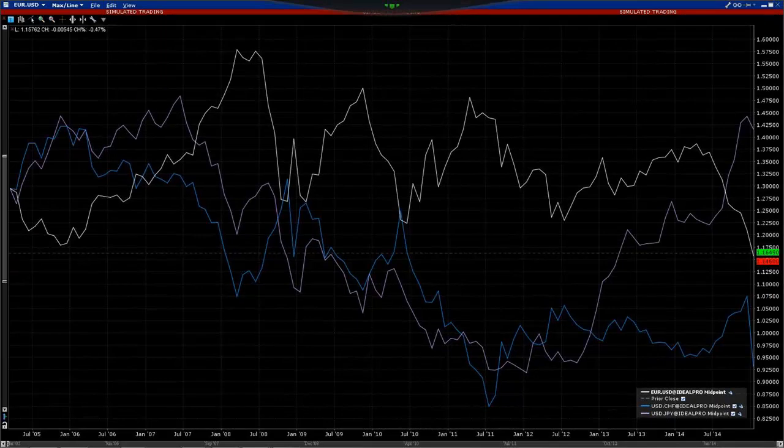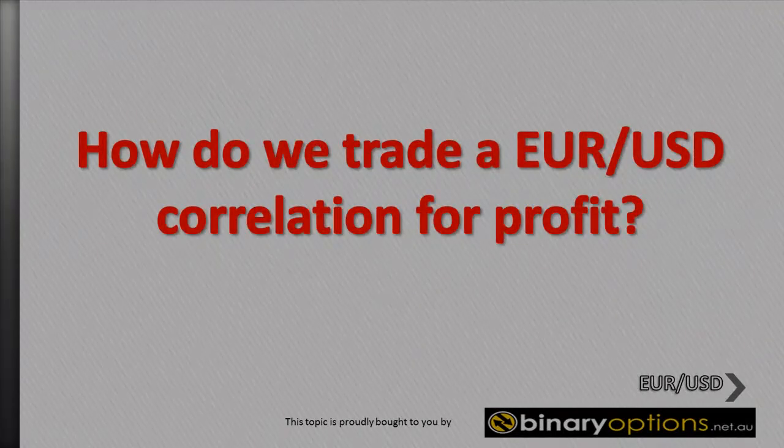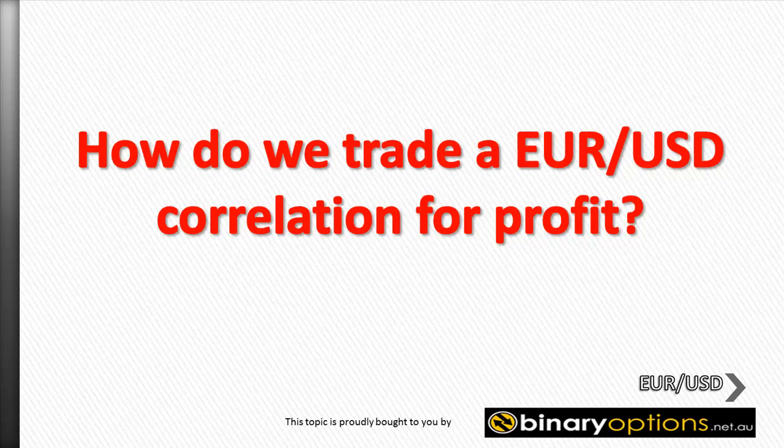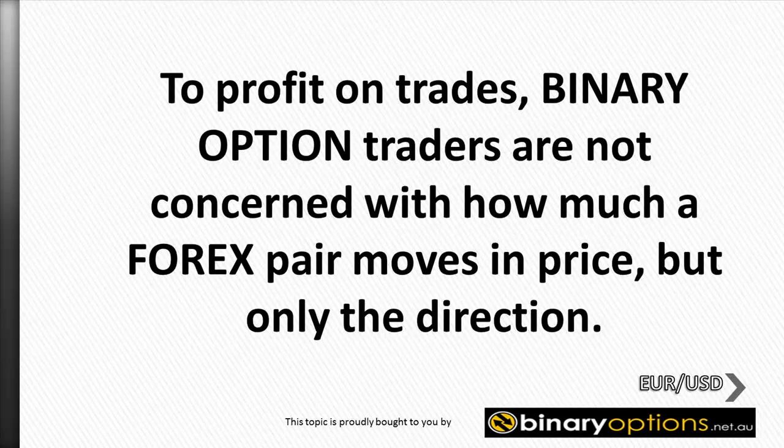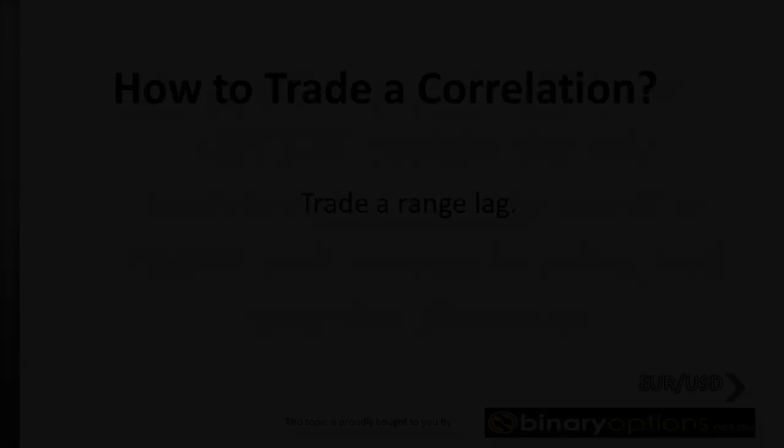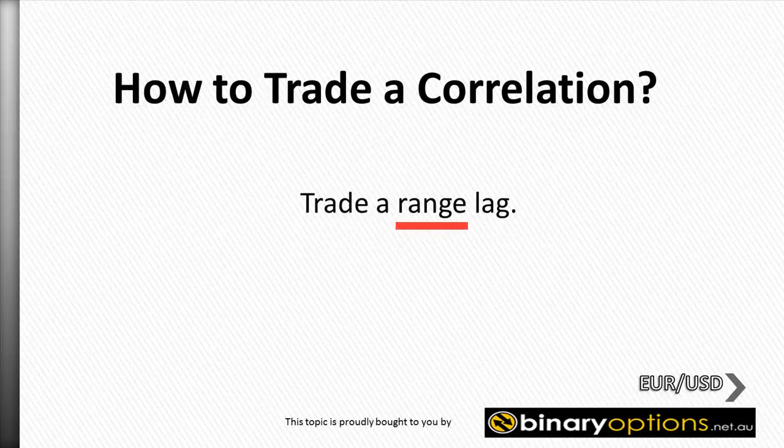So after identifying both positive and negative correlations with the euro and US dollar, binary traders must know how to use this information for profit. For binary options traders who are not concerned with how much the Forex pair moves in price, only the direction, a positive correlation will assist in identifying when a move is about to occur, but it will not identify the direction. For direction confirmation, traders can look to the range, the difference between the high and the low for a period, for signals.